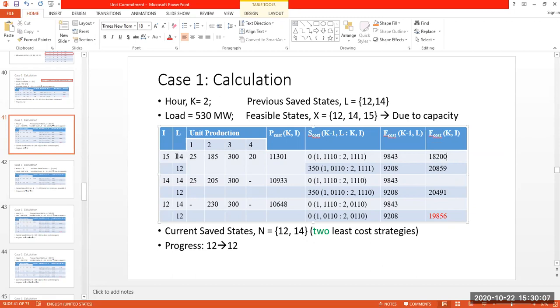If you did not choose 14 as this previously saved state, you are missing this transition, right? That would yield 1820, but as you did not save it, you do not have this information available. You only have the information that 19,856 is your minimum cost. Why? Because you did not save it, right? But now because you saved it, and by calculation you find that it is 18,200, you could choose, okay, from here I will transit from 14 to 15. I am not transiting from 12 to 15.